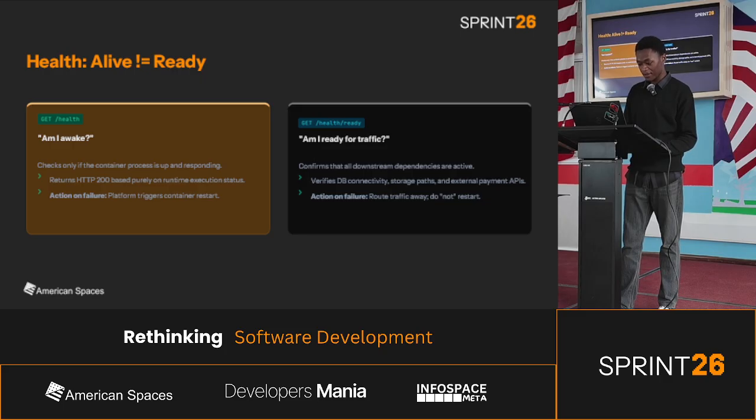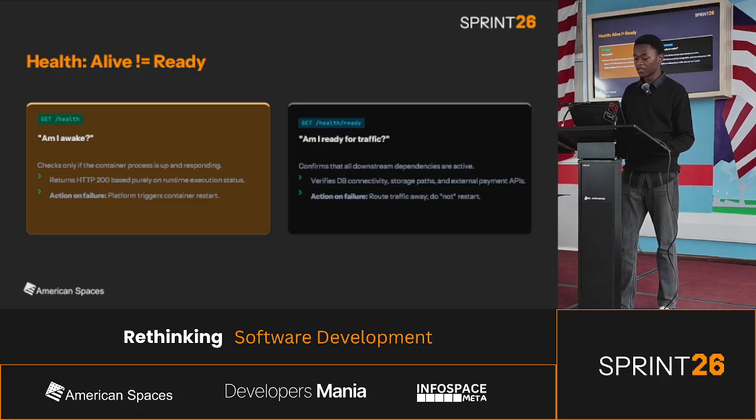And then the next endpoint is readiness. Readiness covers your dependencies, like the database and M-Pesa credentials. Are they reachable? If this fails, the platform should stop sending traffic, but it should not restart it.